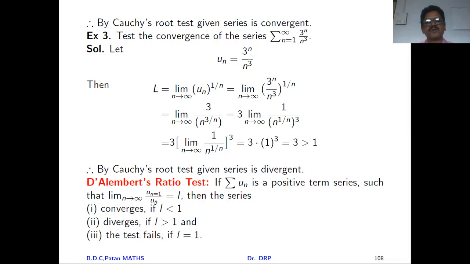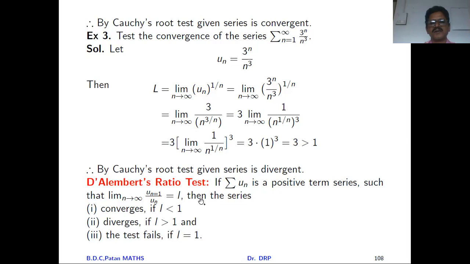Now friends, only one test from your syllabus is left to finish, and that is D'Alembert's ratio test. So today only this statement. If summation un is given as a positive term series such that limit n tends to infinity of un plus 1 upon un, friends, make this correction in your notes also. This must be un plus 1 upon un.